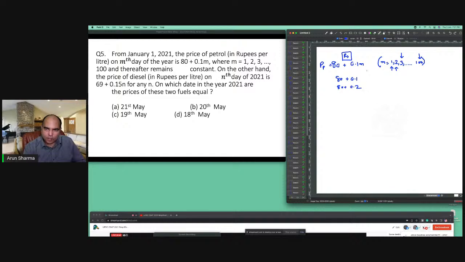So what you have to understand when you read this question is essentially that the price of petrol is 80 rupees. The base price is 80 rupees, and it goes up by 10 paise per day. If you read this in English, this is what it is saying. It goes up by 10 paise per day, and it goes up for 100 days, and thereafter remains constant. It's written there. So, constant after that.